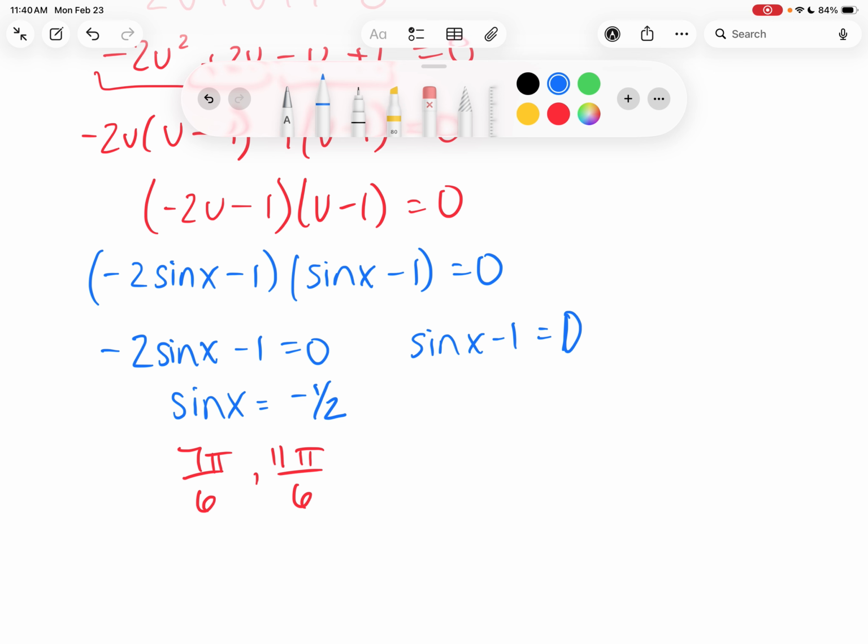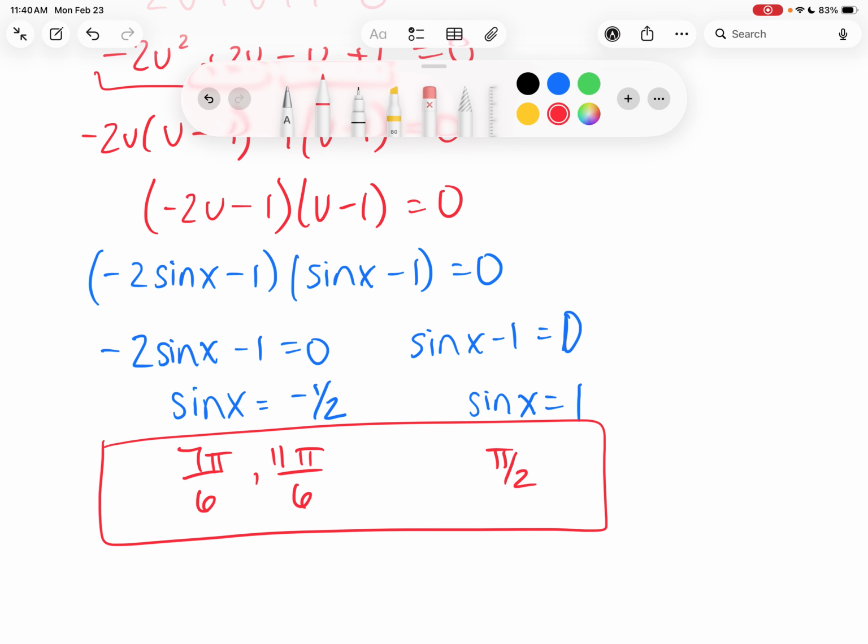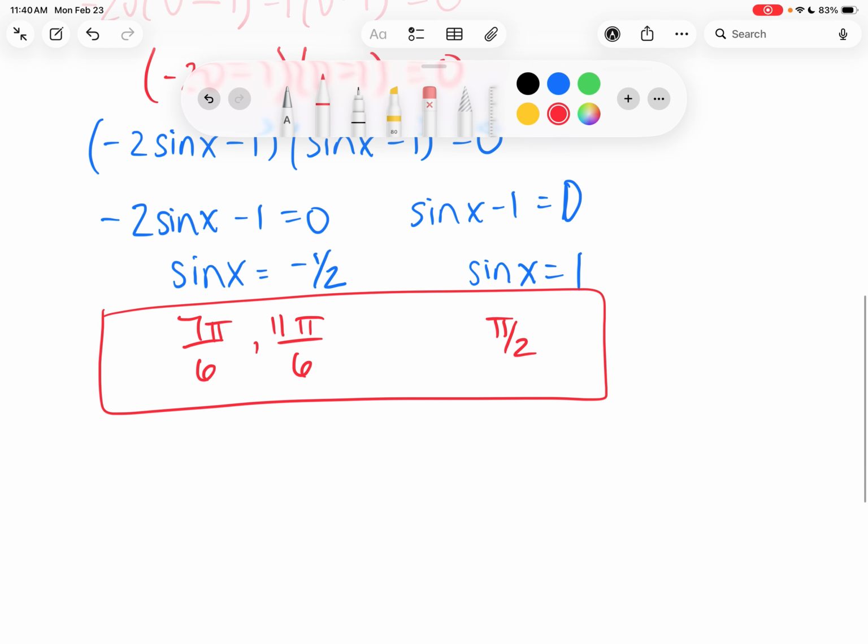Over here, we move this over. Sine of x is equal to 1. Where's sine of x equal to 1? When sine is equal to 1, it is pi over 2. Y'all are gonna struggle on that AP exam if you don't know your unit circle.